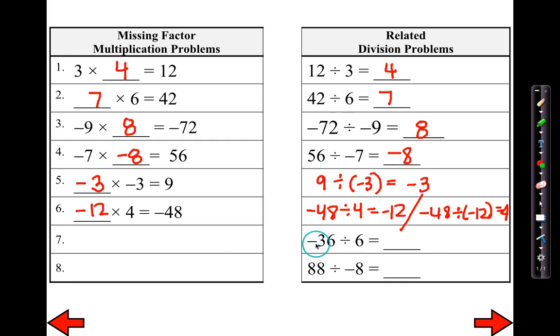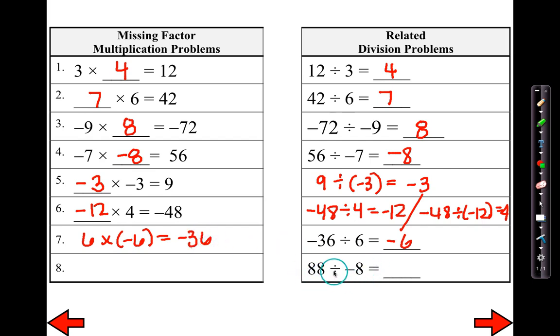Okay, so let's look at this. Negative 36 divided by 6. What times 6 is negative 36? It's got to be a negative 6. Let's check. Negative 6 times 6 is negative 36. Looks good. So real quick, let's change this to a multiplication problem. We can think of it as 6 times negative 6 gives you negative 36.